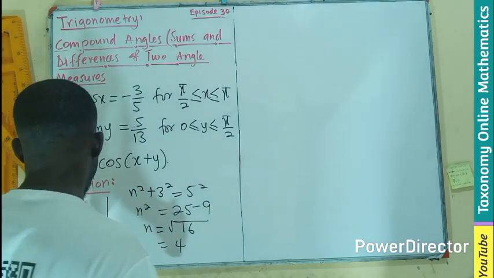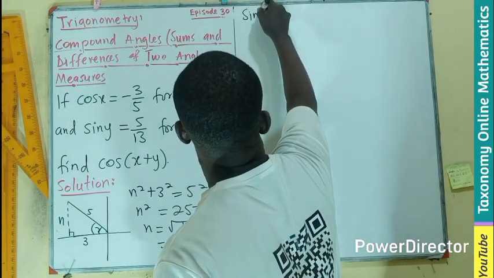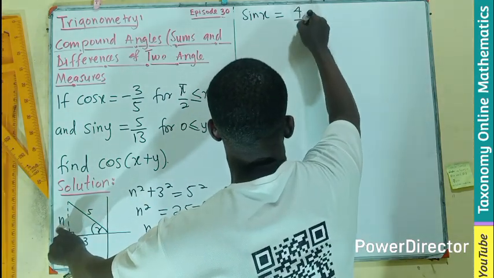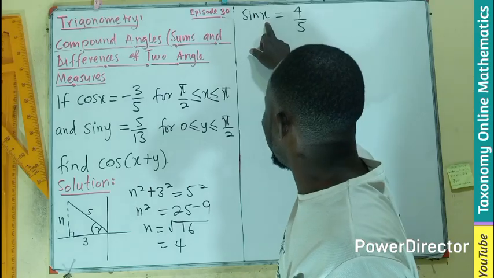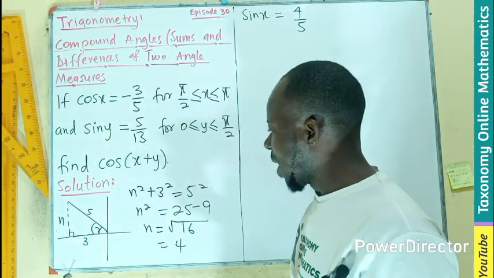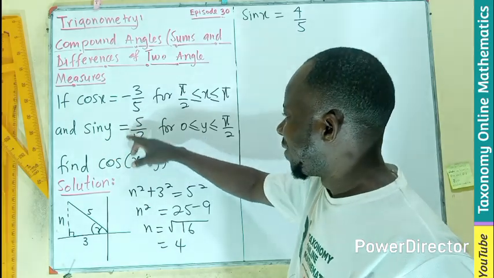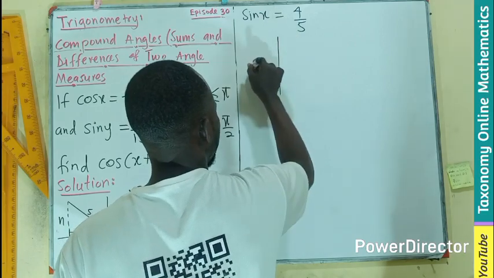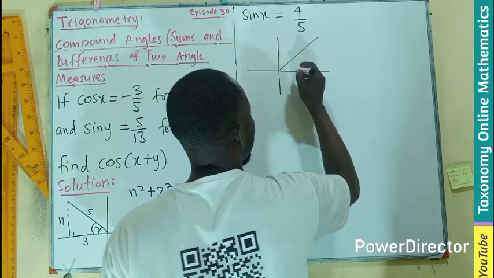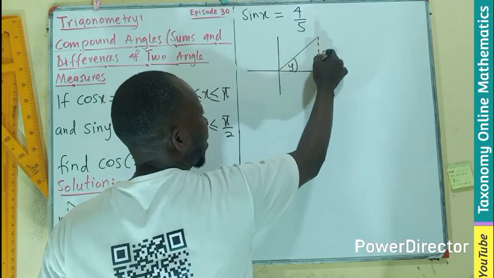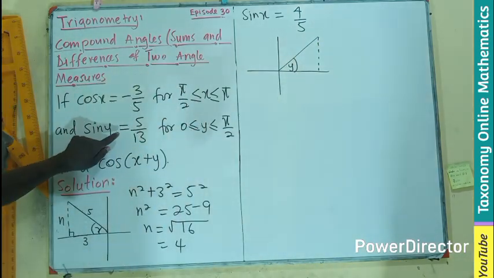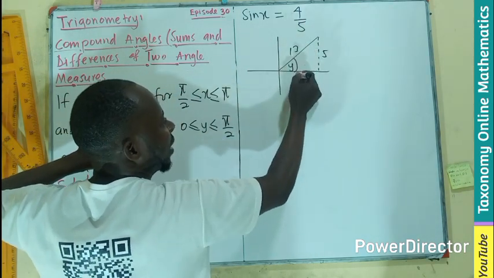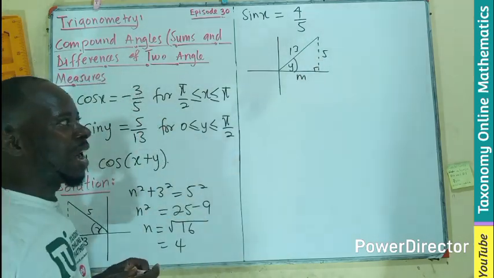So if that is the case, then the sine of x, which is the opposite side, is going to be 4 over the hypotenuse, 5. So for the angle x, we know the sine, we know the cos. Then we need to find for the y, which is here from 0 to 90, meaning the first quadrant. So if I draw that, this is where our angle y is going to be as a reference angle. So it is the opposite over hypotenuse. Opposite 5, hypotenuse 13. Then let's have this one to be m, so that we can find the m also.